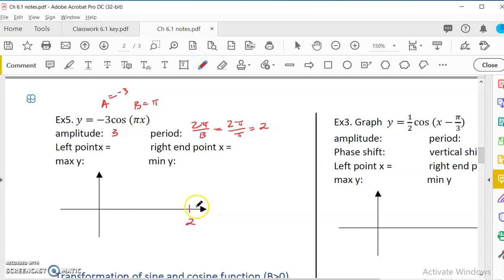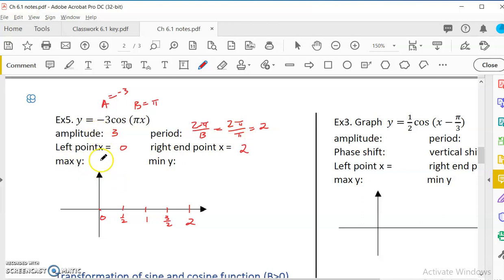So once I know that, I know the right endpoint is 2, the left endpoint is 0, because it always starts from 0. We don't have any left and right shift. So when we say we have a horizontal stretch, it's always stretching from 0. So 0, the middle point will be 1, and then this will be 1/2, and this will be 1.5, we say 3 over 2. Okay, no pi because the pi's cancel.